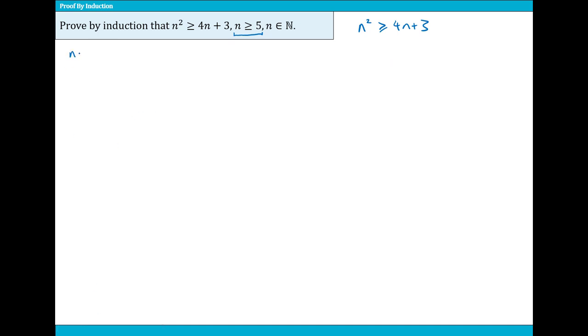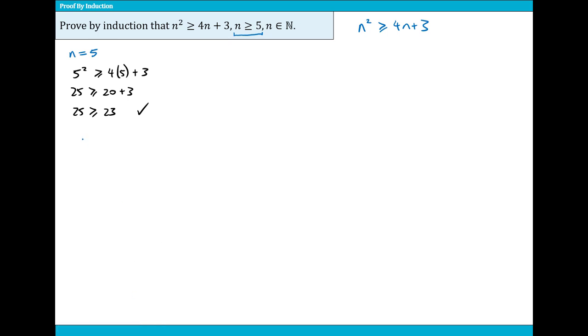Sometimes we show that it's true for n equals 1. In this case, it's not true for n equals 1, or it's possibly not true. It's valid for numbers that are bigger than or equal to 5. So let's sub 5 into the left and the right hand side. We have 5 squared is greater than or equal to 4 by 5 plus 3. 25 is bigger than or equal to 20 plus 3. And this is true. 25 is greater than or equal to 23. So we've shown it's true for n equals 5, the smallest number that works.